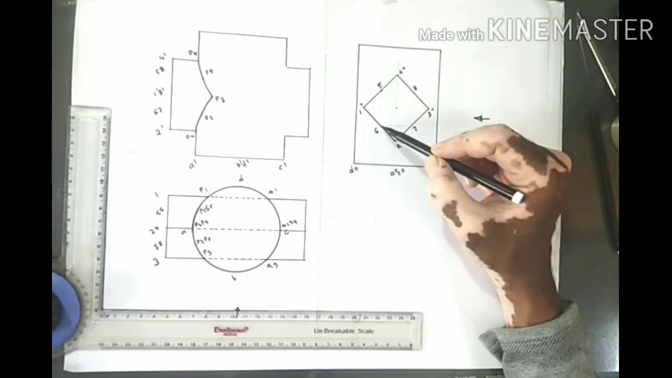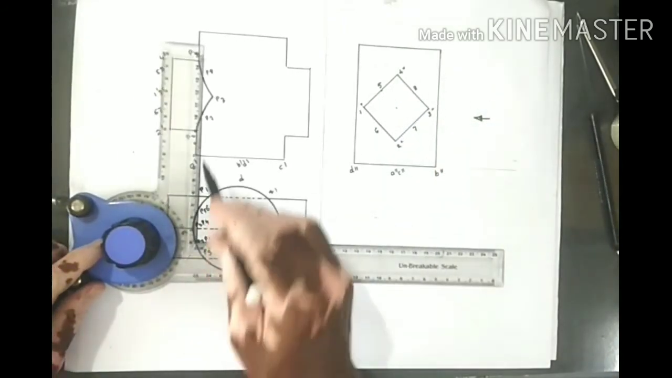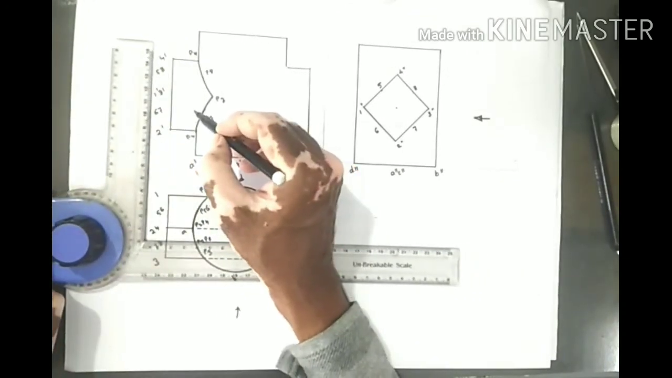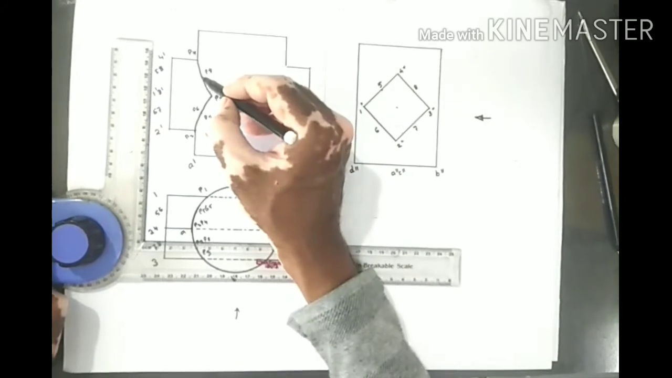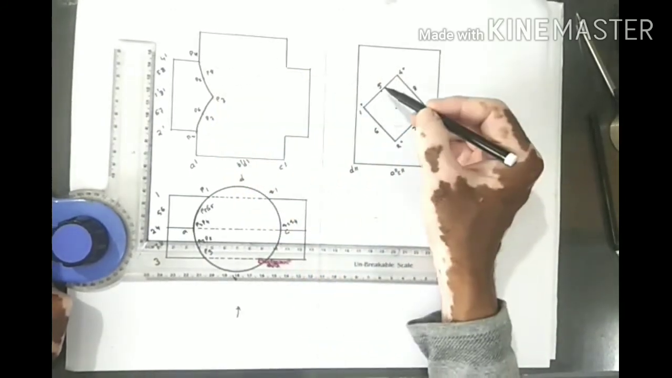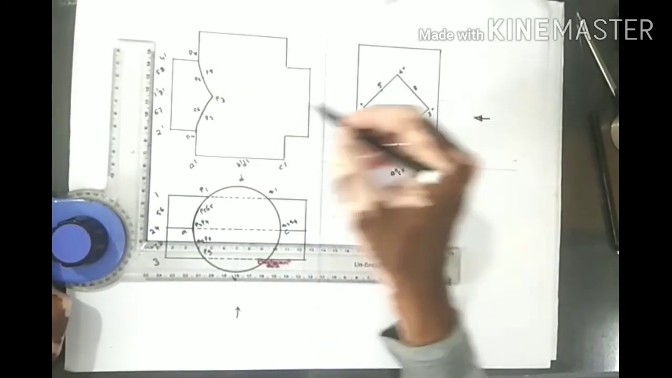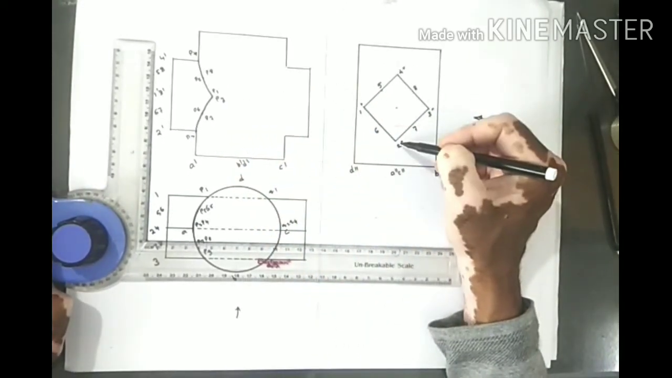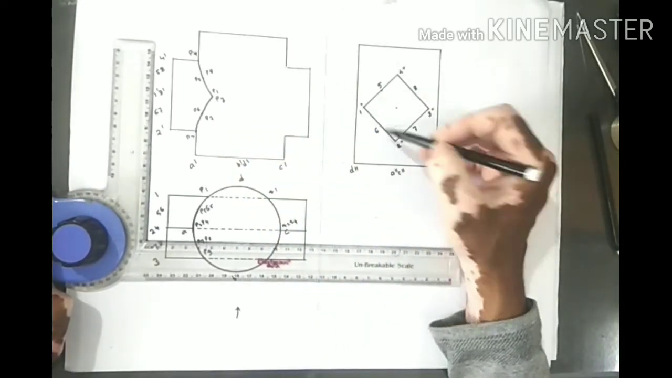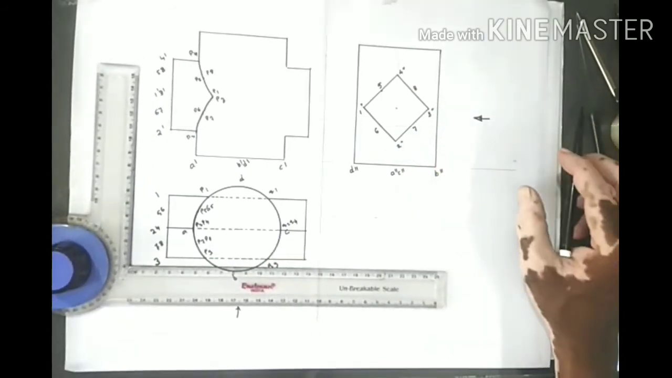Now 2 will join to 6 P6. So project this P6 here, it will be overlapping, and here P4 will join to P5, this P5, and P5 will join to P1, P6 will join to P1. So front intersection curve overlap backside intersection curve.